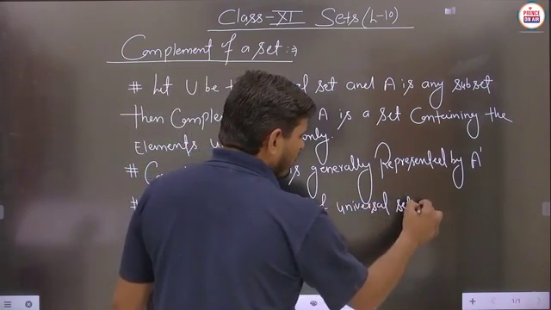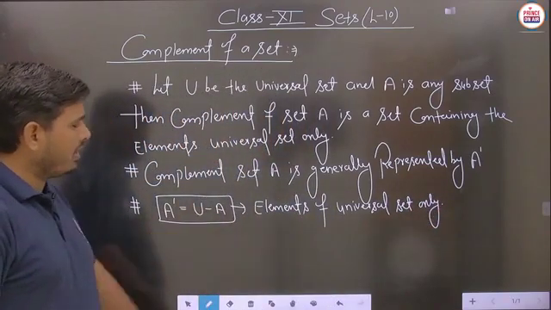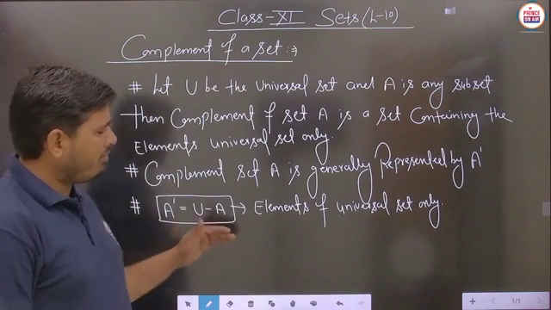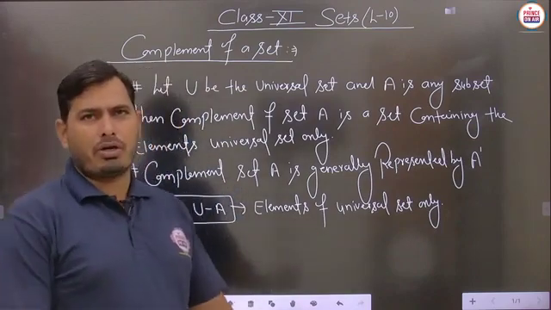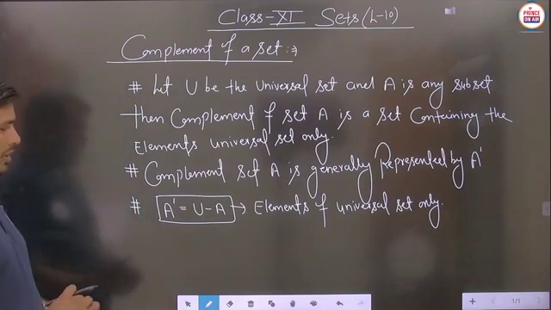Means no element of set A is to be represented here. We have to write only the elements of the universal set. No other kind of element is to be inserted here. Is that clear?